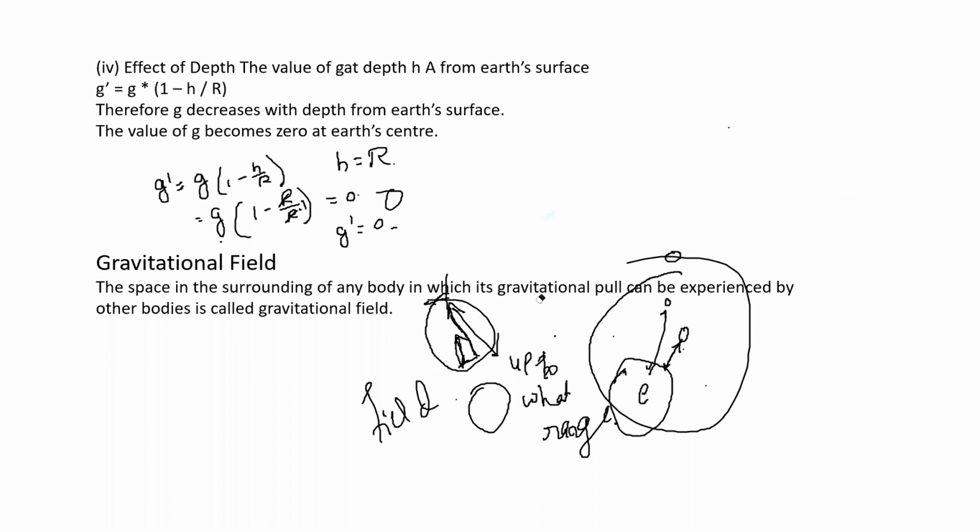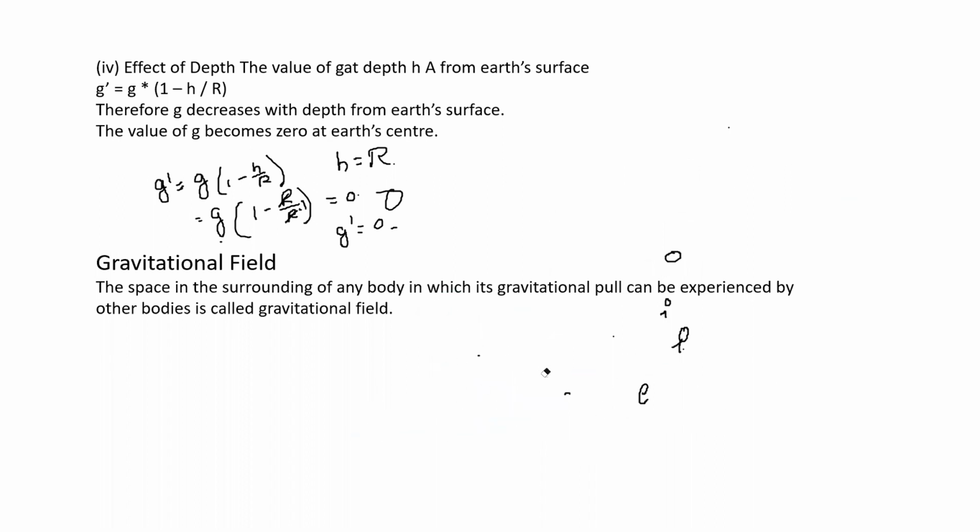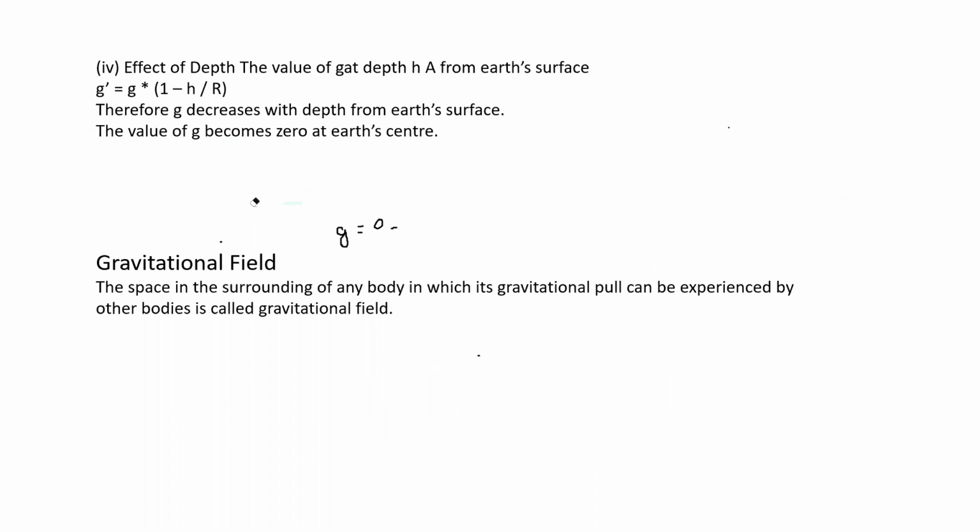So till now we discussed what we mean by gravitation, what we mean by gravitational force. Then Newton's universal law of gravitation is over. Then what do you mean by acceleration due to gravity? What is the definition, the value, then the factors affecting acceleration due to gravity. These all points we have discussed. Then next.